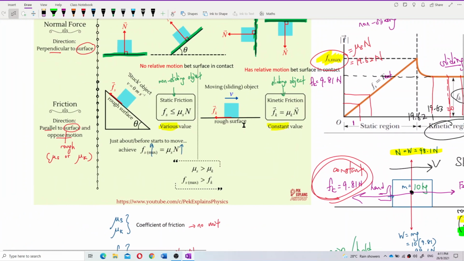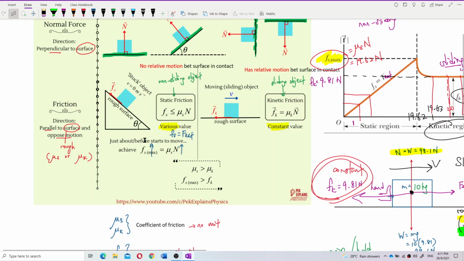So in short, what I want to say is static friction has a varying value. Kinetic friction has a constant value. For when non-sliding, the friction is always equal to the external force. And the value has a maximum. It varies, but it has a limit.